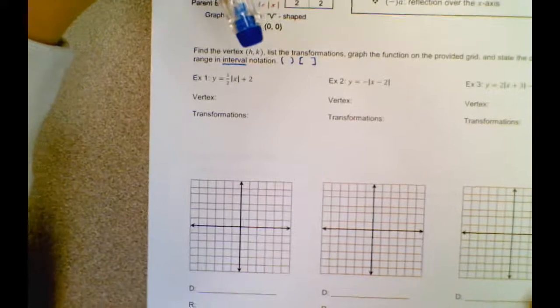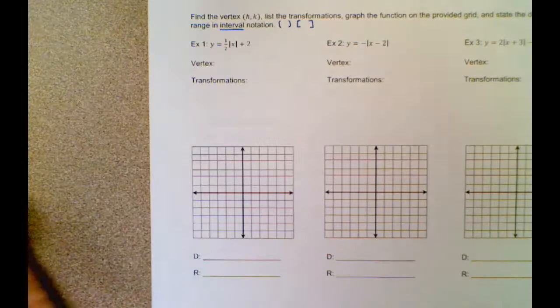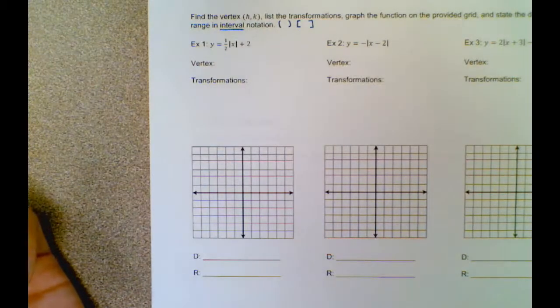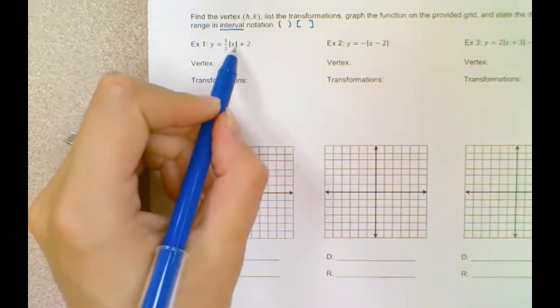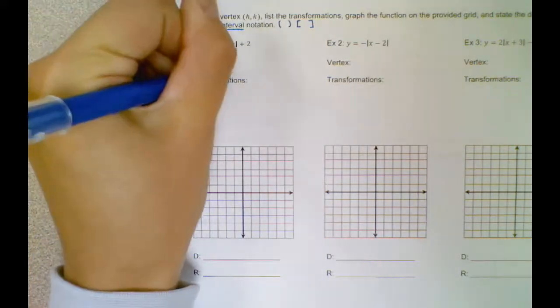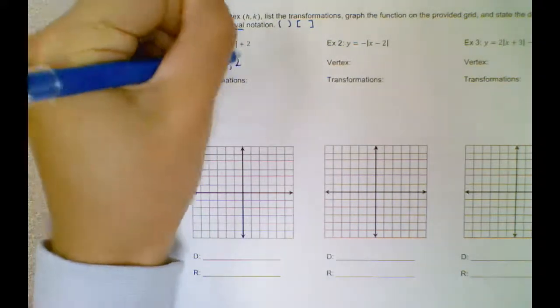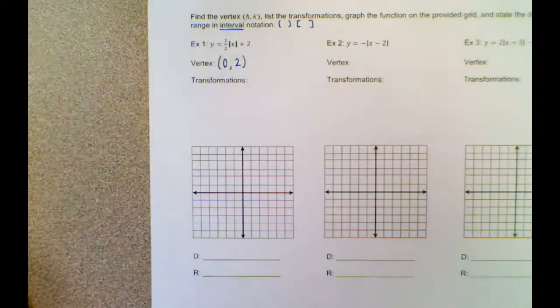All right, so let's get to it. Example 1 here. All right, let's first identify this vertex. So my H and my K value. So there is no H value. So that's just going to be 0. And my K value is 2. So there's my vertex.